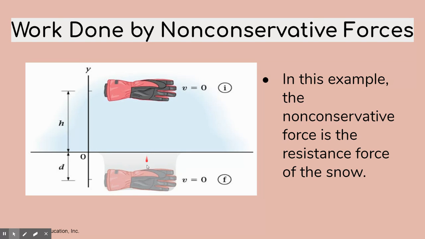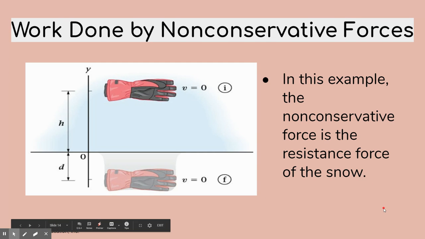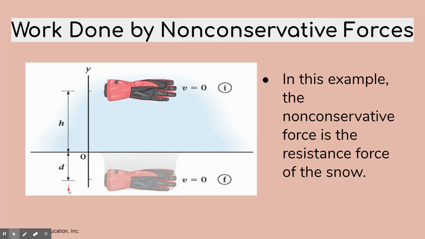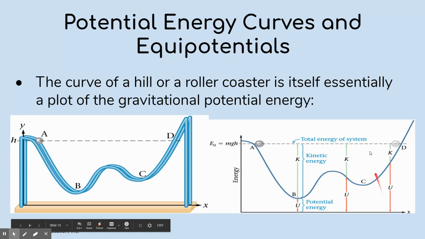But in this case, the glove actually falls into the snow. So it has gone farther down, a greater distance than the height that I picked it up to. So that's what I mean by a non-conservative force. It would be h plus d. That would be the total distance that the glove has traveled, whereas I only moved it to the height of h.